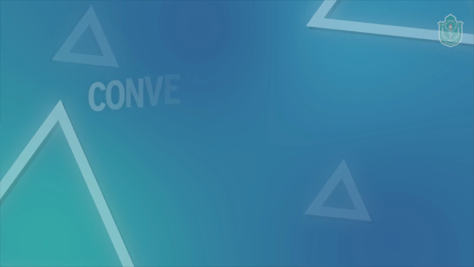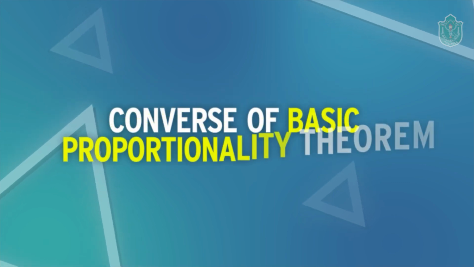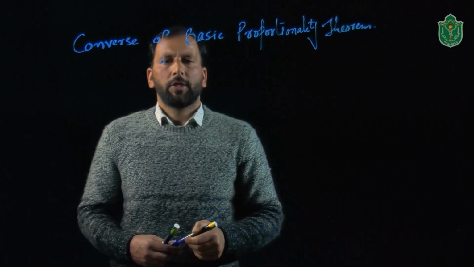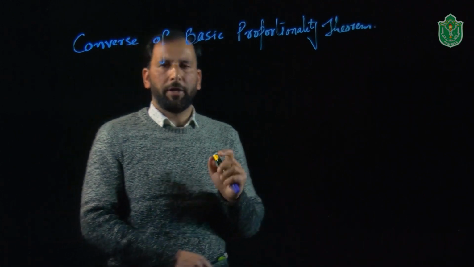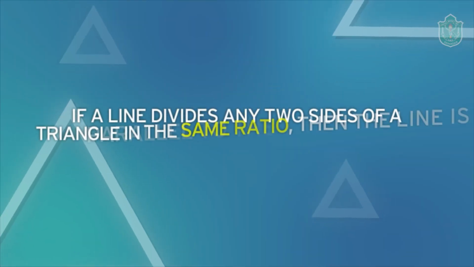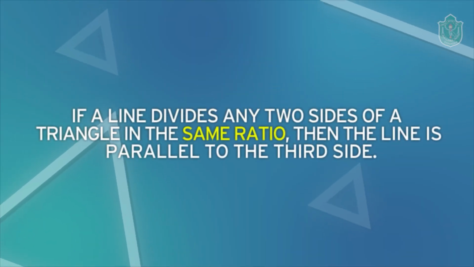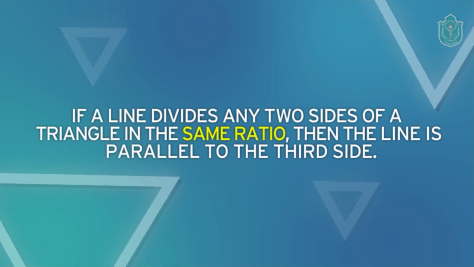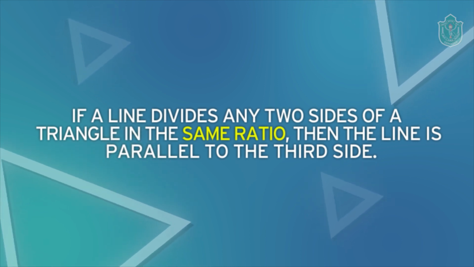Now today we are going to discuss the converse of basic proportionality theorem. First of all, let us understand the statement. The statement is, if a line divides any two sides of a triangle in the same ratio, then the line is parallel to the third side.